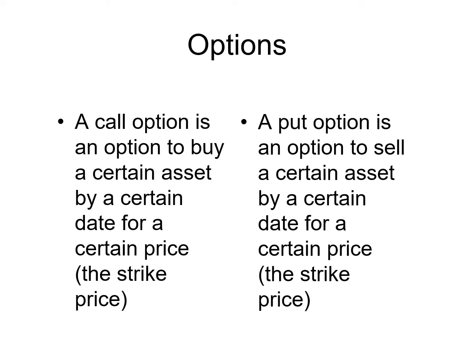There are two types of options. A call option is an option to buy a certain asset by a certain date for a certain price. This price is called strike price. A put option is an option to sell a certain asset by a certain day for a certain price.